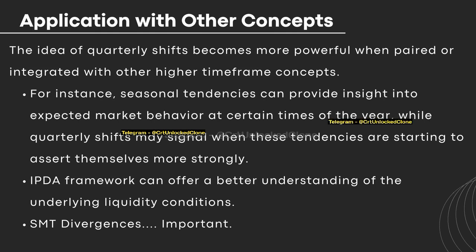Now, for instance, seasonal tendencies provide us with insights into what could happen at certain times of the year, right? Now, the way quarterly shifts help us when combined with seasonal tendencies is that we can use it to predict or anticipate major structural shifts or major quarterly shifts at particular times of the year, and that way we can time certain profiles and certain trends in the markets. It can essentially show us when the seasonal tendencies can assert themselves more strongly.